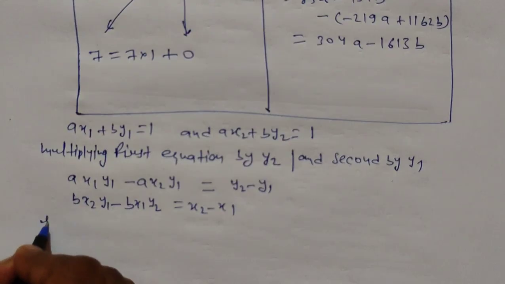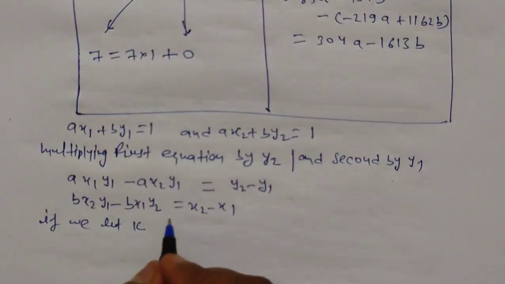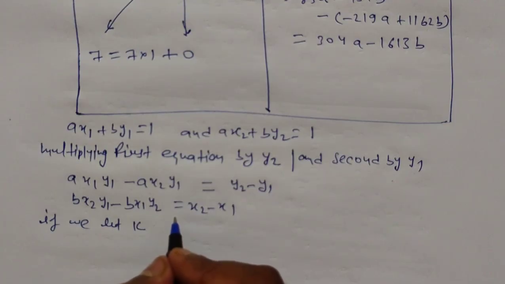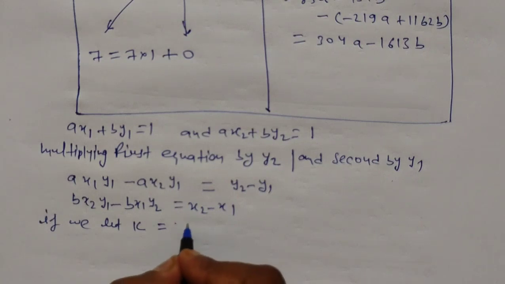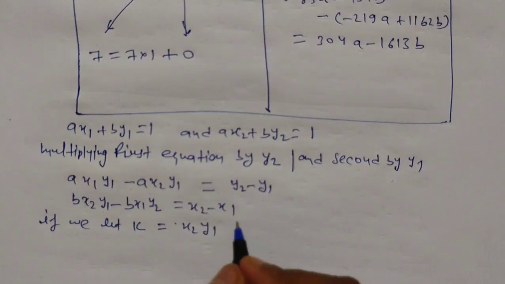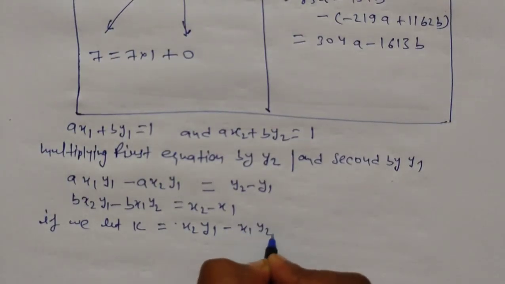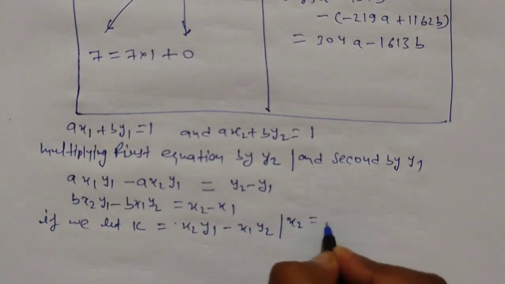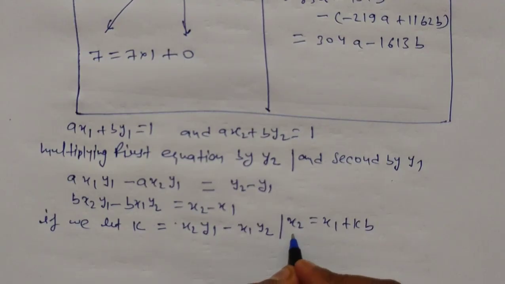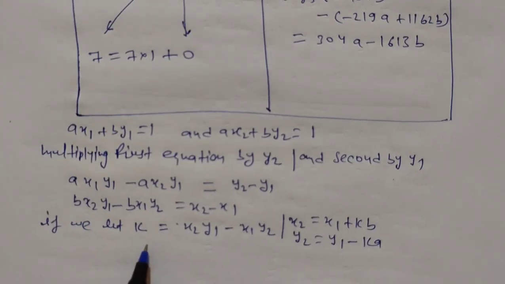So if we let the value k be equal to x2y1 minus x1y2, then we can find the value x2 as x1 plus kb, and the value y2 is equal to y1 minus ka. So these are the values for x and y.